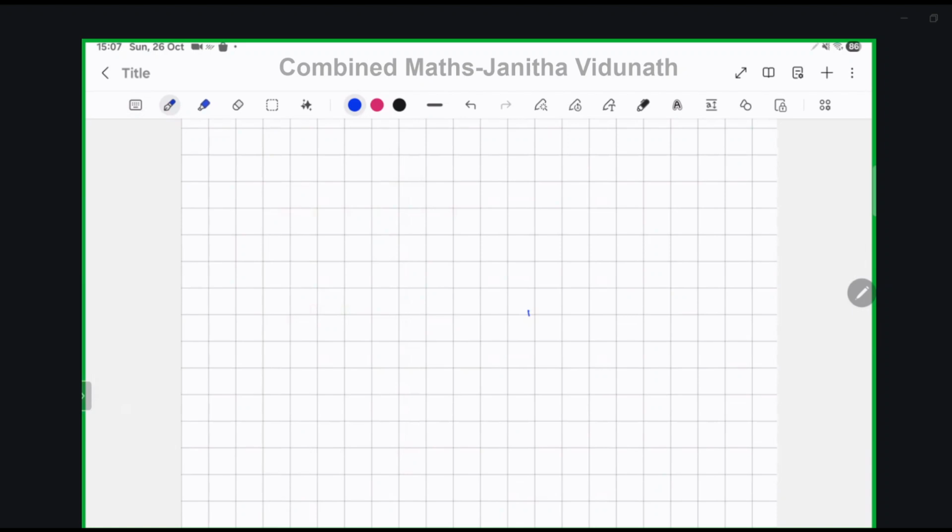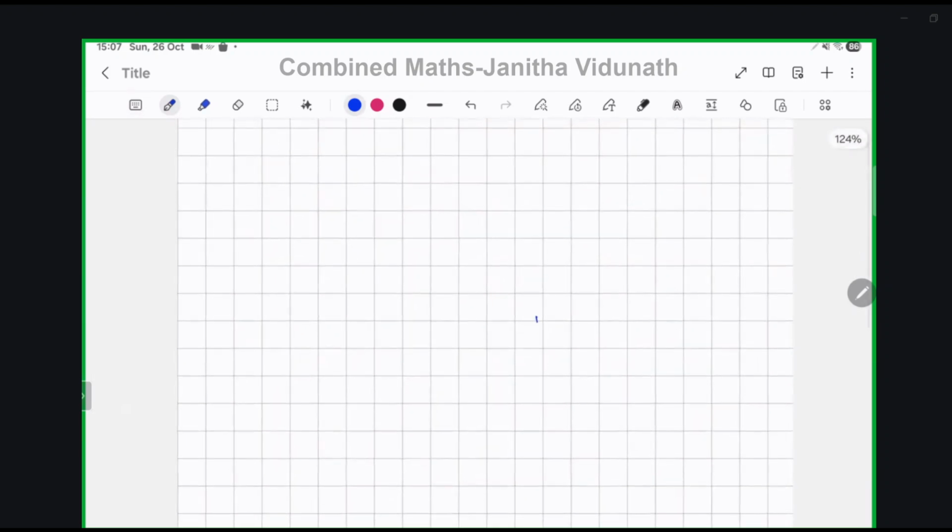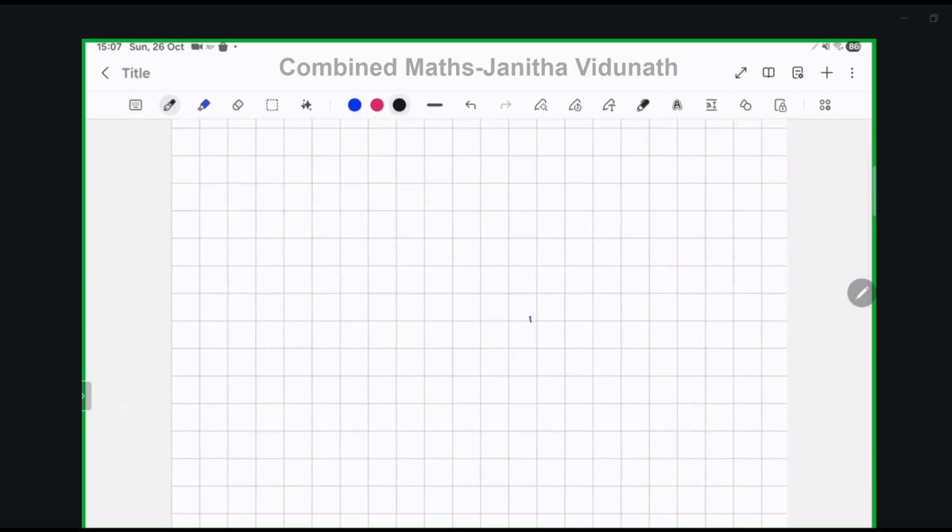Okay, let's start today's session. First, I will give a small exercise for you all to remember the things we have already learned. The question is, say 3x cube minus 2x square plus 2x minus 3, divided by x minus 1.